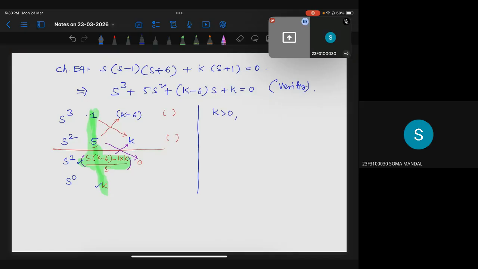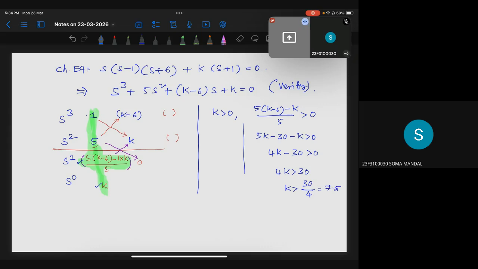Okay. What is the other term we have? 5 multiplied by k minus 6 minus k by 5 is greater than 0. Can you write it here? 5k minus 30 minus k is greater than 0. Correct? So 4k minus 30 is greater than 0. 4k is greater than 30. k is greater than 30 by 4. How much? That is 7.5.